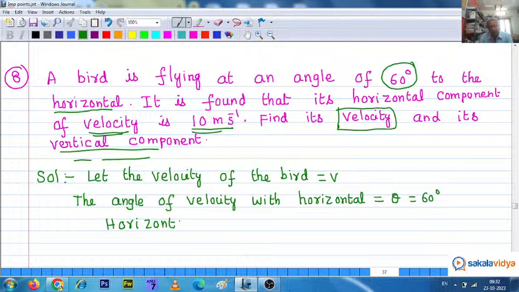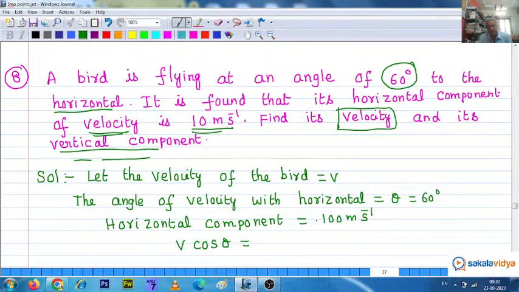Don't get confused. Component along x-axis. Horizontal component is given as 10 meter per second. Horizontal component is actually the velocity of the bird, v. What is its horizontal component? Very simple, v cos theta.